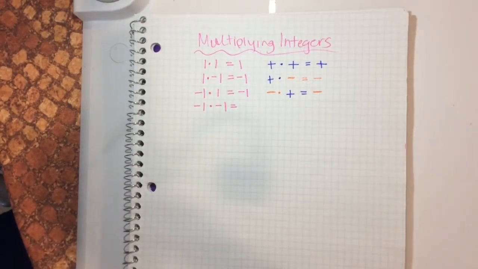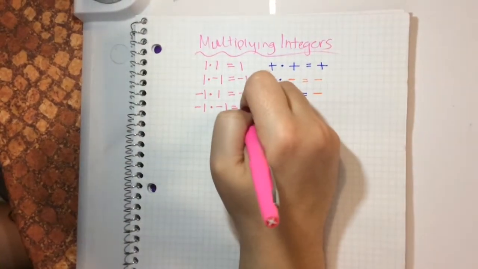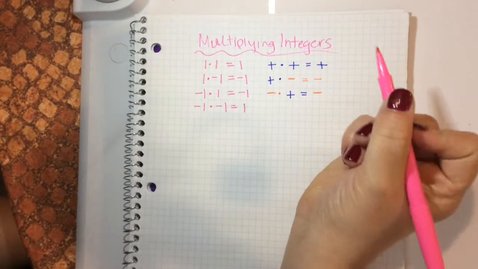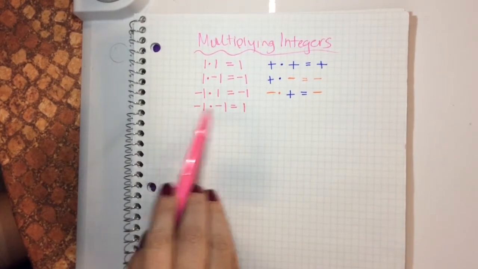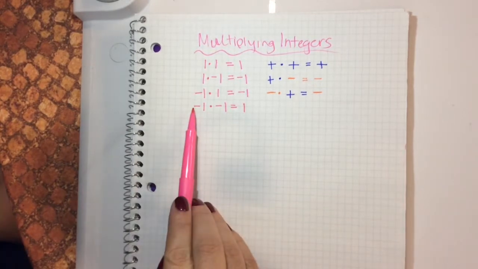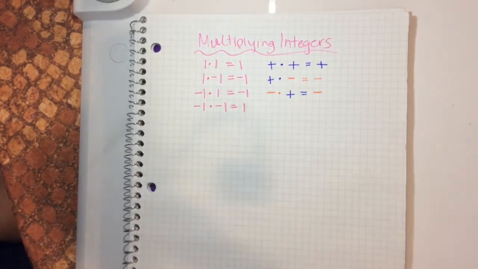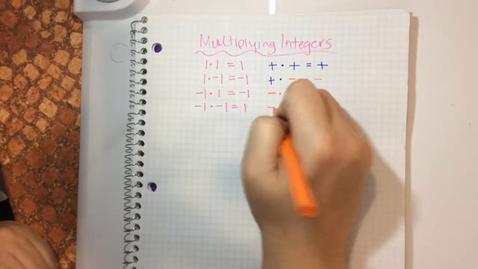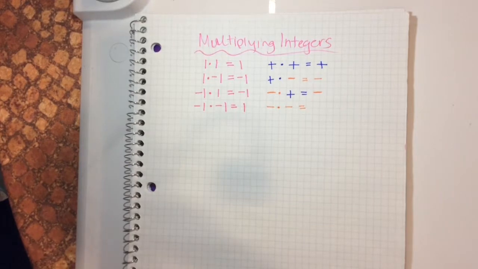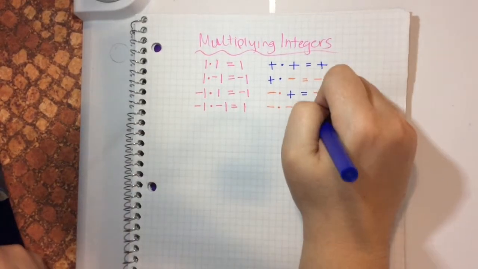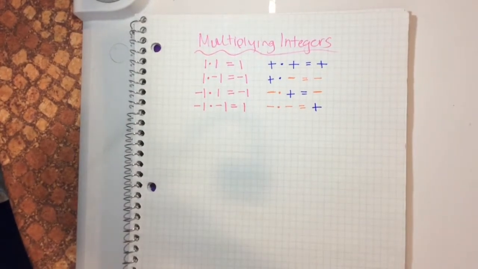Now, negative 1 times negative 1 equals, this is actually going to give me positive 1. So whenever I'm multiplying together two negative amounts, a negative times a negative gives me a positive. And that is always going to be the pattern that happens. So negative times a negative is a positive.